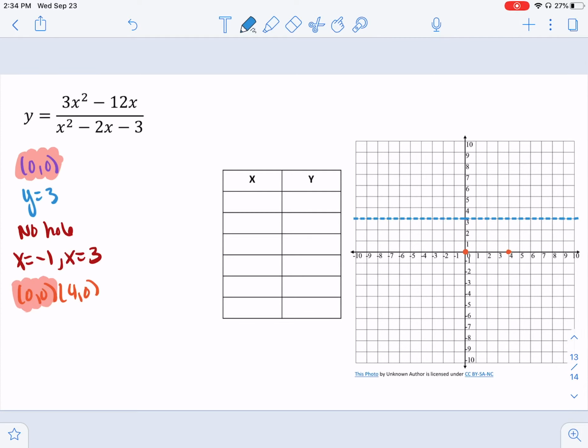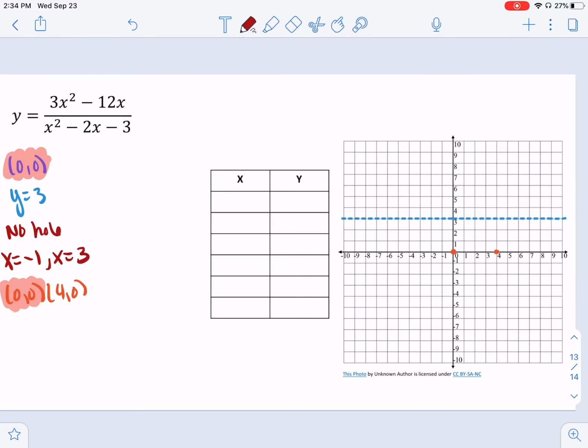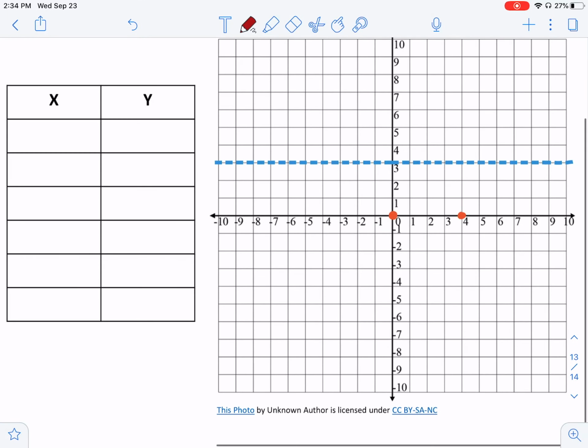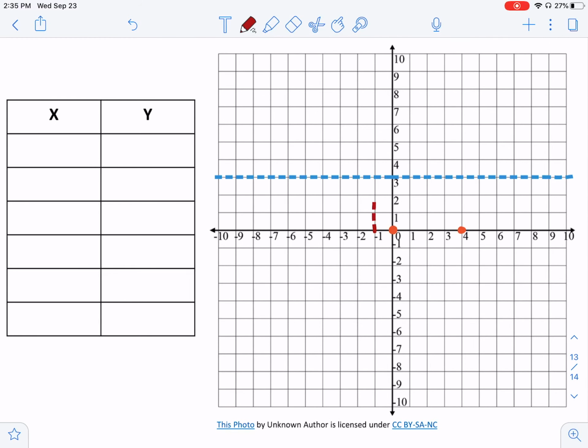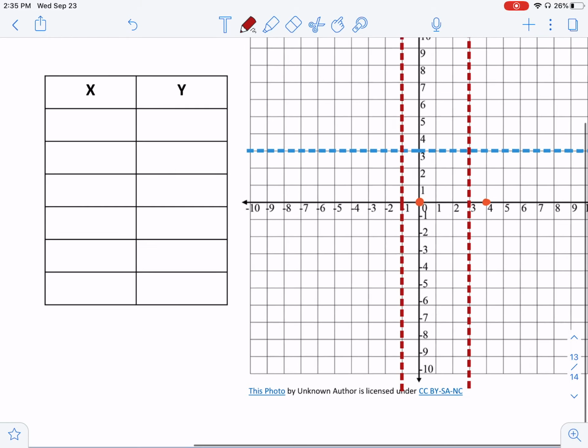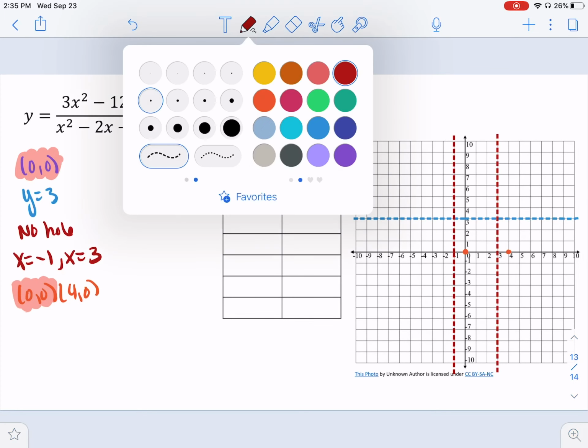I have 2 vertical ones, so I'm going to put both of these vertical ones in. I have one at -1. So same thing, I'm going to go across to x equals -1 and draw a vertical line. And same thing at 3. Now I need to kind of see my different sections and I need to find my x values.